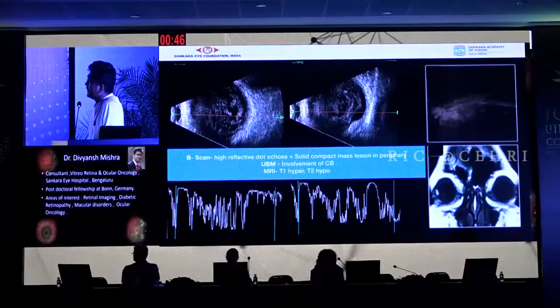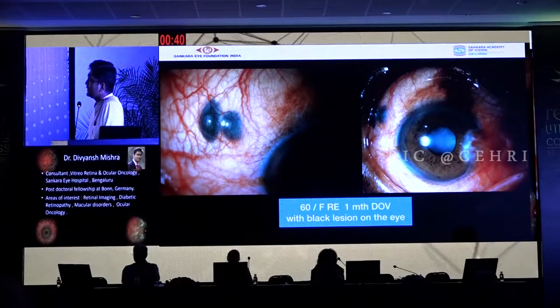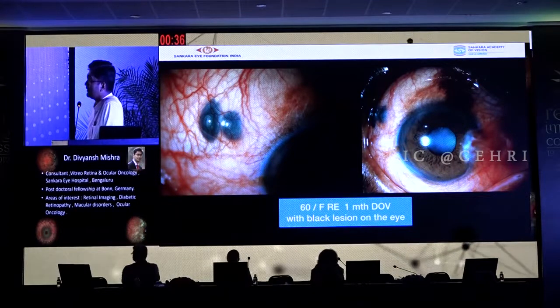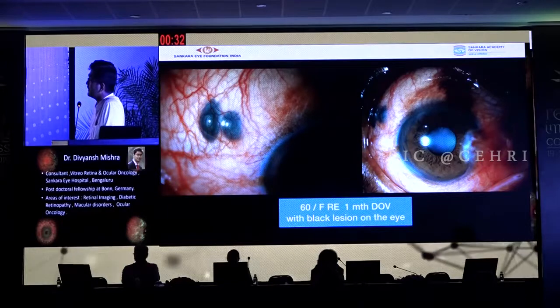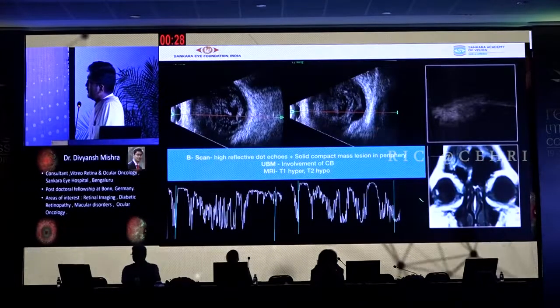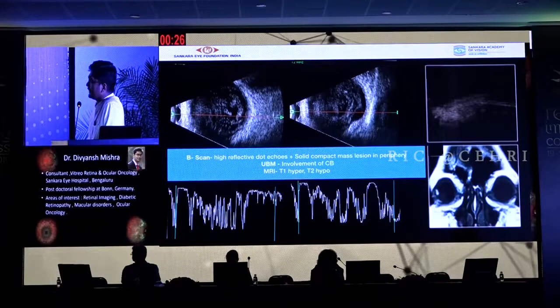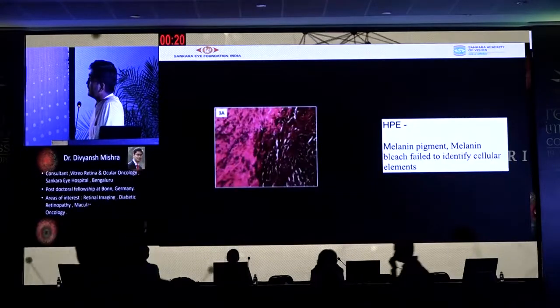Oh, sorry. So this is again an interesting case. This was a 60-year-old female who came to us with decreased vision since 1 month. And we can see there are some reddish black colored lesions, and I'm not sure whether these are feeder vessels, with cataract, and there was no view inside. On MRI again, it looks like probably some kind of a melanoma, and UBM is showing that the tumor is somewhere sitting in the pars plicata.